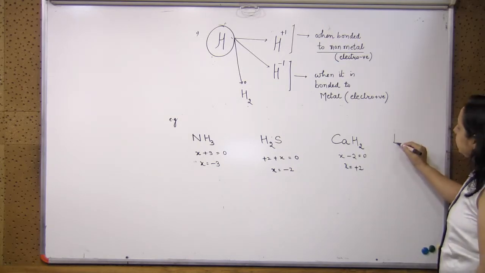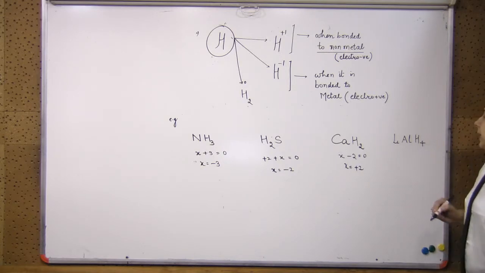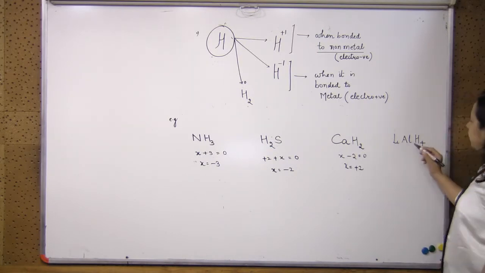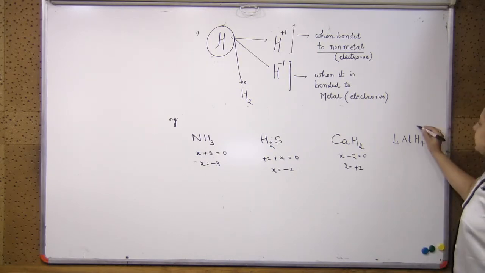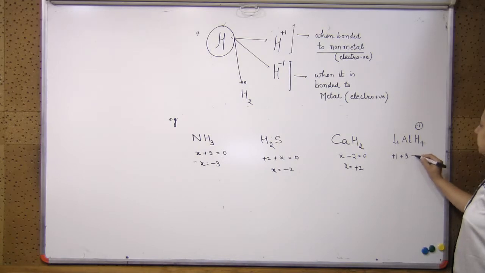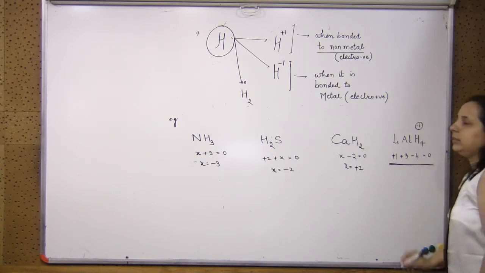If we write lithium aluminium hydride, in this compound 2 metals are there and 1 hydrogen. It means hydrogen here should be -1. We have lithium +1, aluminium +3, hydrogen minus 4 is equal to 0. It means the correct answer is hydrogen -1.